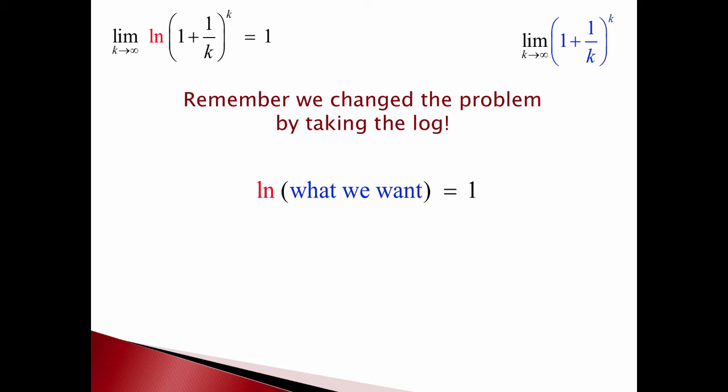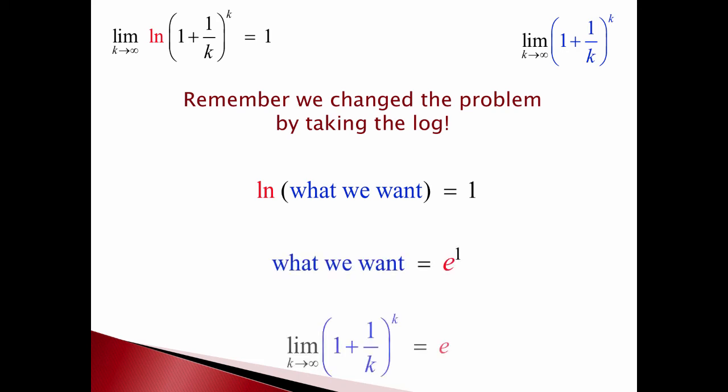Oh, okay. So how do I solve for what I want? If I've got an equation that says log of what I want equals 1, well, the way you get rid of a log is you exponentiate. In other words, you e both sides, right? So e to the x and log undo each other. So log of what we want equals 1 means what we want is e to the first power. So the answer wasn't 1 after all. The answer to this original problem we started with was e.